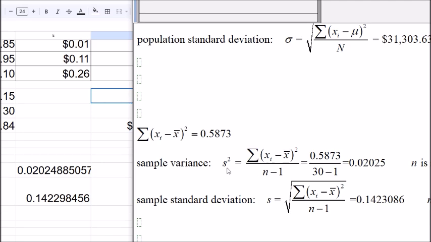And so s squared, which is the sample variance, in this case is 0.02025. And then the sample standard deviation, if we take the square root of this, is 0.142386. So to summarize everything, that's how we find the sample variance using the formula, and we can also find it using Google Sheets functions.